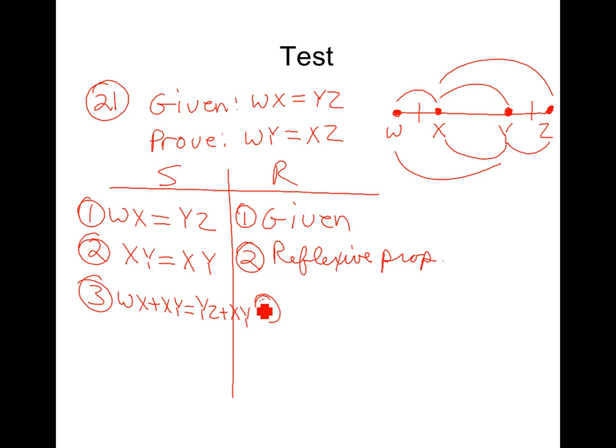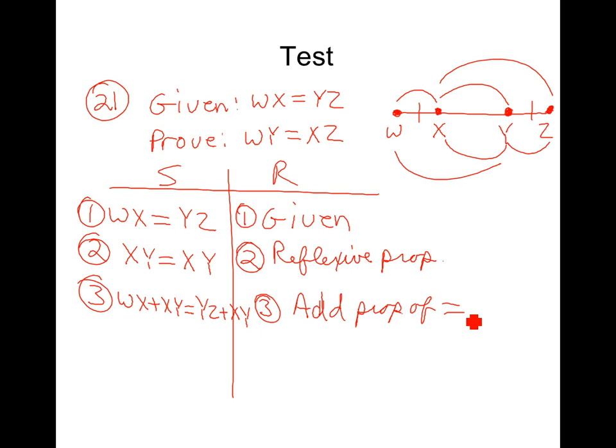What did they do to go from here to that? They added XY on both sides. Well, if you add the same thing to both sides, what is that? Addition property of equality.